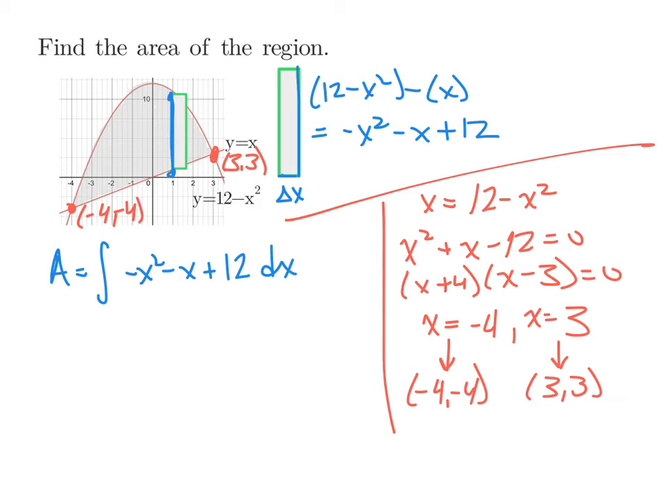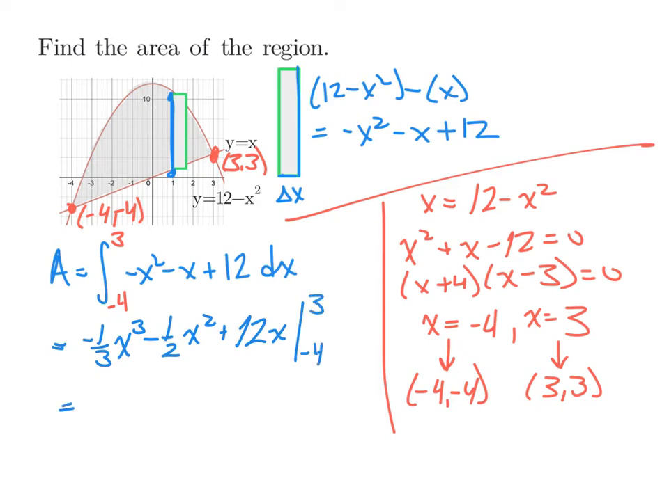Now, of course, when we're looking at our limits of integration, all we care about, since everything is written in terms of x, are those two x coordinates. So we're going to integrate this from negative 4 up to positive 3. So let's evaluate that integral. Negative 1/3 x cubed minus 1/2 x squared plus 12x, evaluate it from negative 4 to 3. You do all the algebra on that, you should end up with 57 1/6.